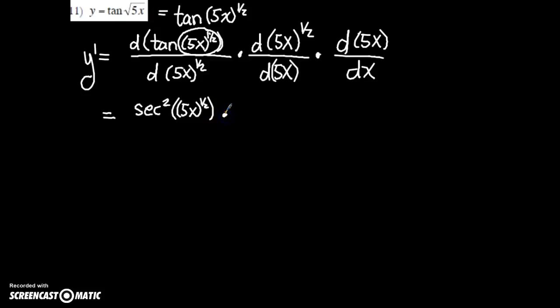Times the derivative of 5x to the 1/2, leaving the 1/2 alone, leaving the 5x alone. So bring that 1/2 to the front. Leave 5x alone to the negative 1/2. Okay. Now times the derivative of 5x, which is 5. Now I'm going to bring all the constants out to the front. Alright, let's do that.